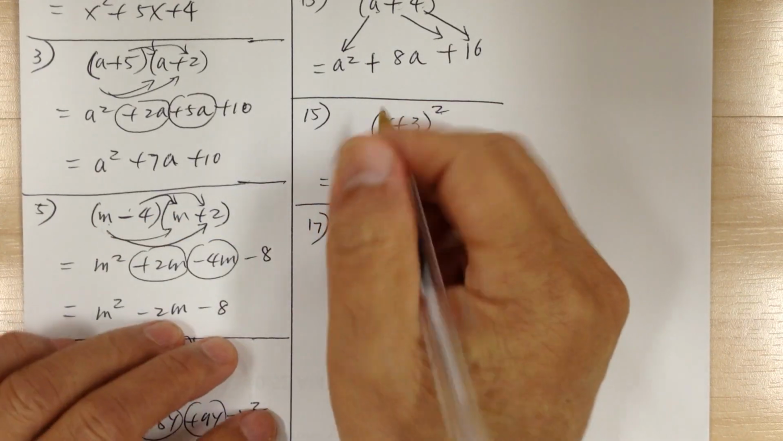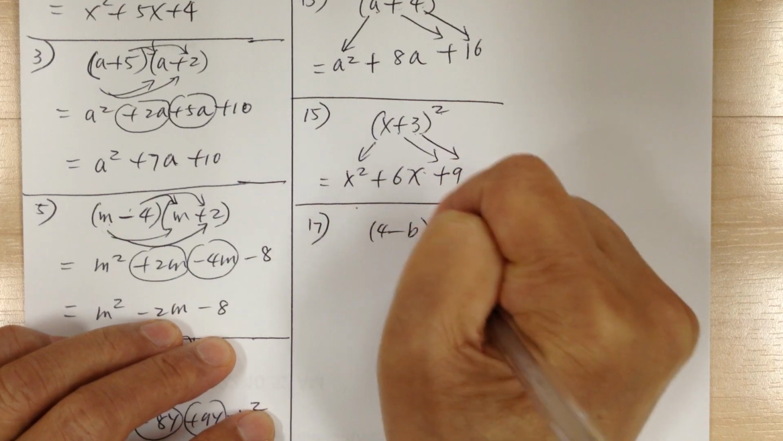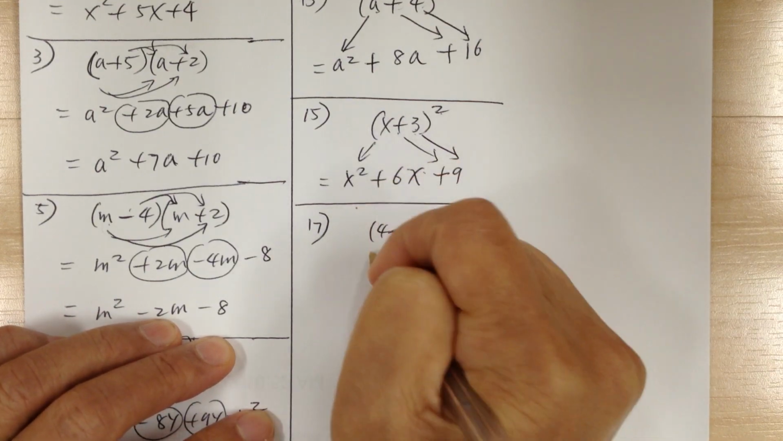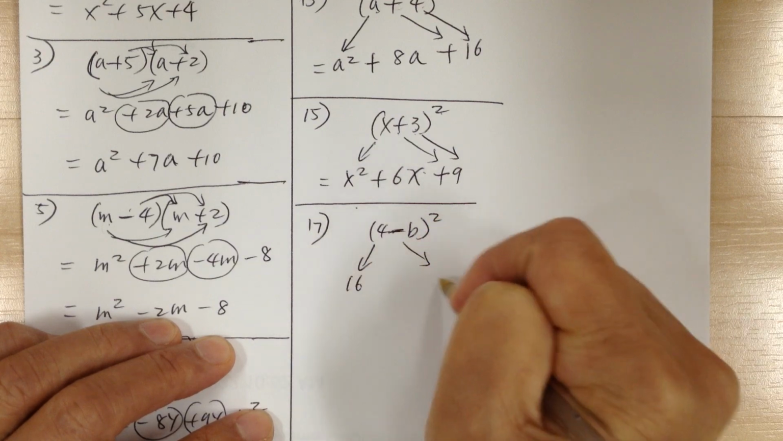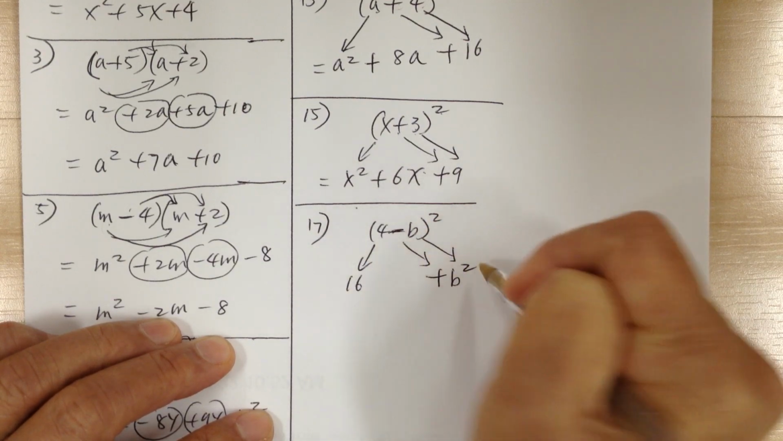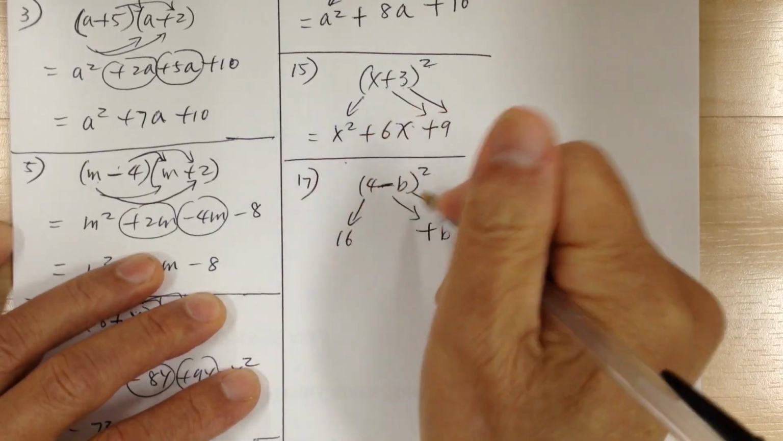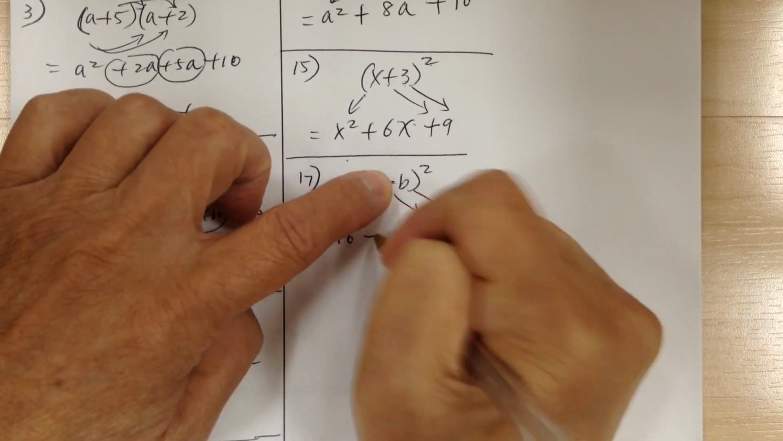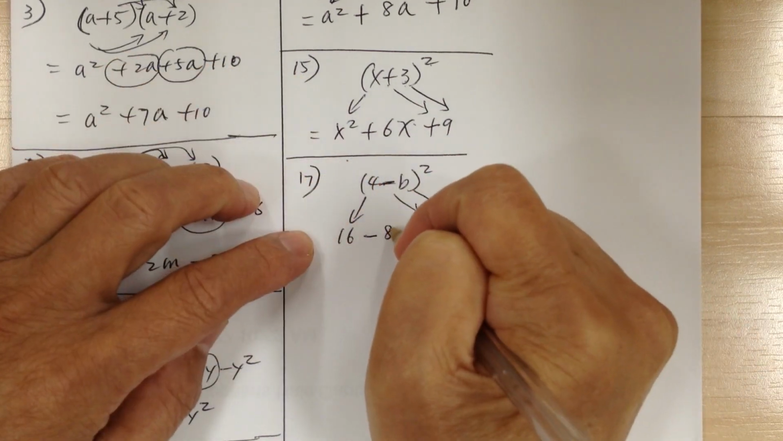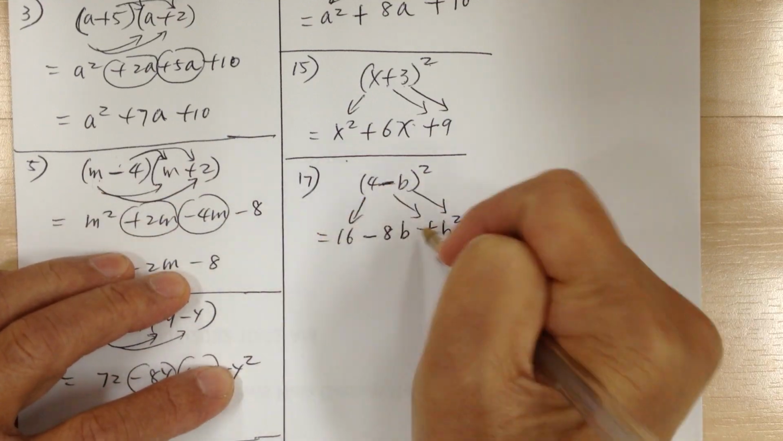Okay, 17. You have 4 minus b squared. So again, you square this, you get 16. You square that, you get plus. Square that, you get b squared. Okay? And the middle term, multiply everything together. So sign is negative. The number is 2 times 4 is 8. Alphabet is b. Okay?